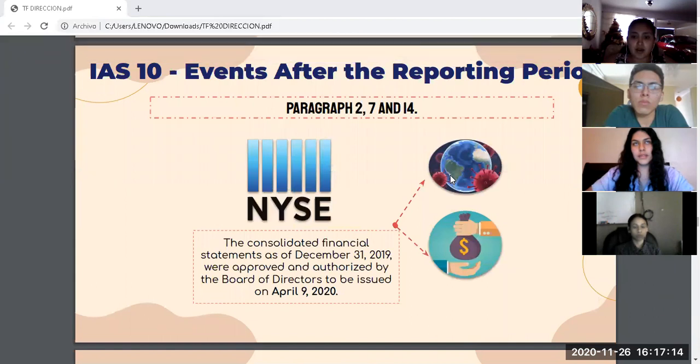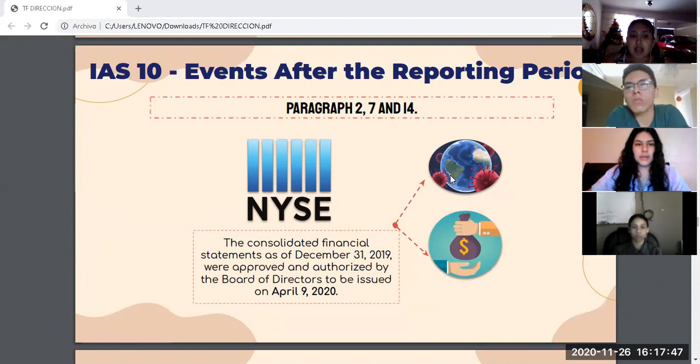Okay, so here I'm going to talk about the difference that we see before. This is the events after the reporting period. So the company complies with paragraphs 2 and 7 by reporting subsequent events in a note to the financial statement. The consolidated financial statements as of December 31 of 2019 were approved and authorized for issuance by the Board of Directors on April 9 of 2020.